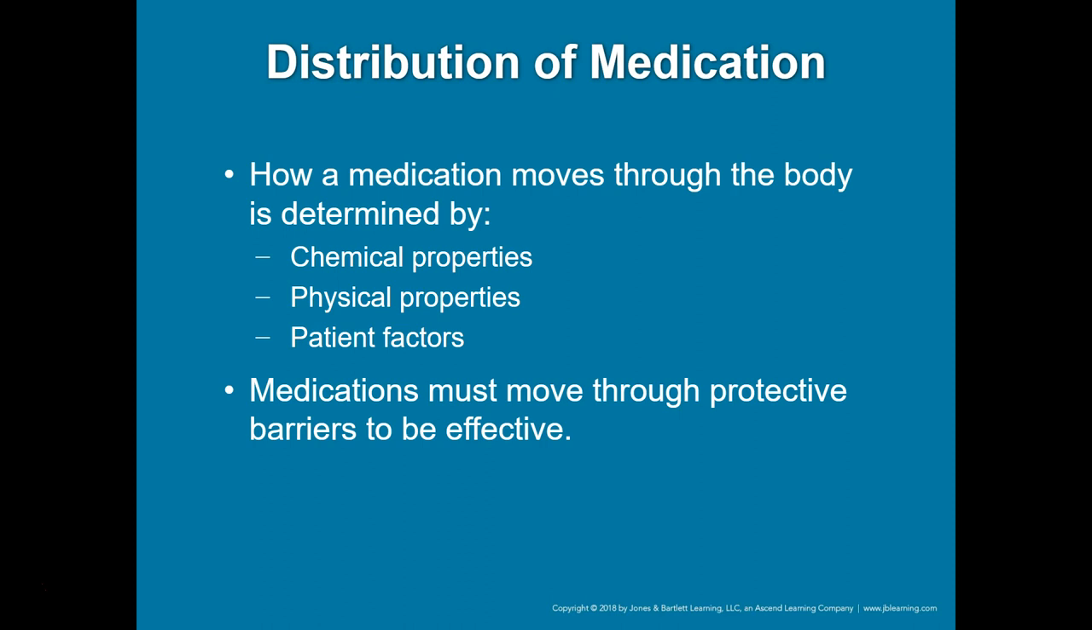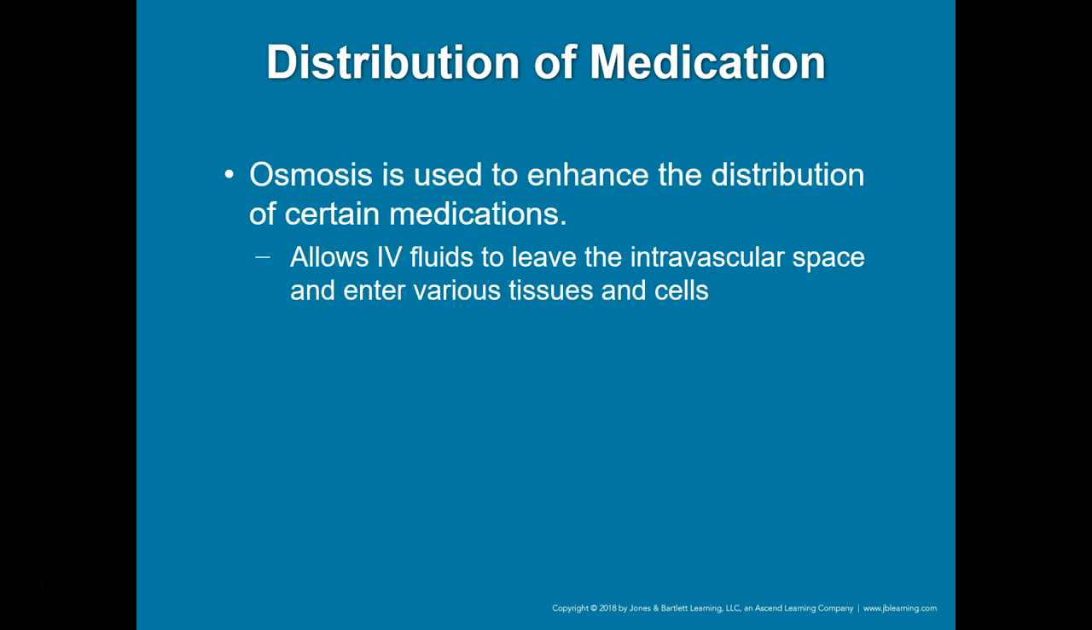All right, distribution of medicines. How a medication moves through the body is determined by the medication itself, the chemical properties of it, physical properties, and then, of course, our patient and their clinical status. If they're in shock, it's going to change things. Age, all that good stuff. Medications must move through protective barriers to be effective. Those medication molecules have to go into the cells somehow, whether it's going to be passively brought into the cell or by active transport.